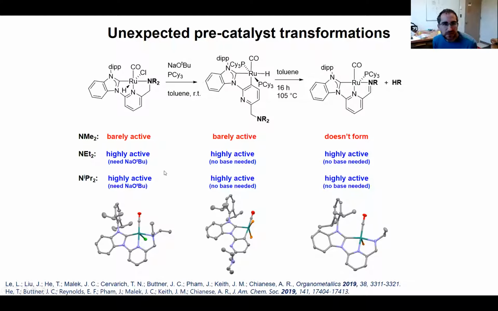So looking at the catalytic activity of these 3 different species showed that they seem to all point to having the same potential catalytic intermediate. For example, with the diethyl and diisopropyl versions, all 3 of these forms are highly active catalysts. Once you get to the point where you've added base, you no longer need to add base in the catalytic reaction for activity. And then really interestingly, the dimethylamino version is barely active in the HCl form, barely active in the CC chelated form, and then this reaction to form the ruthenium 0 imine complex doesn't happen at all.